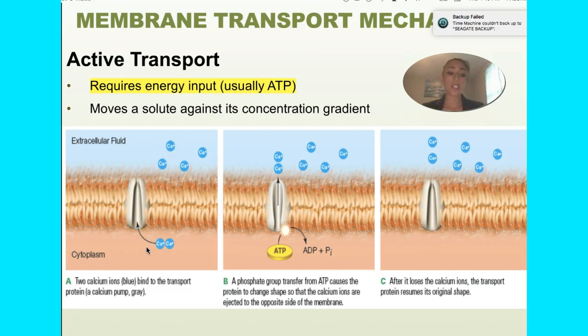Instead, though, you see these two calcium ions binding to this transport protein, and then ATP comes along, gets hydrolyzed, and phosphorylates, basically adds that extra phosphate group right here to this transport protein, releasing that energy. Remember, whenever you break a bond, you release chemical energy. It releases the energy and allows those calcium ions to be pushed through against their concentration gradient.